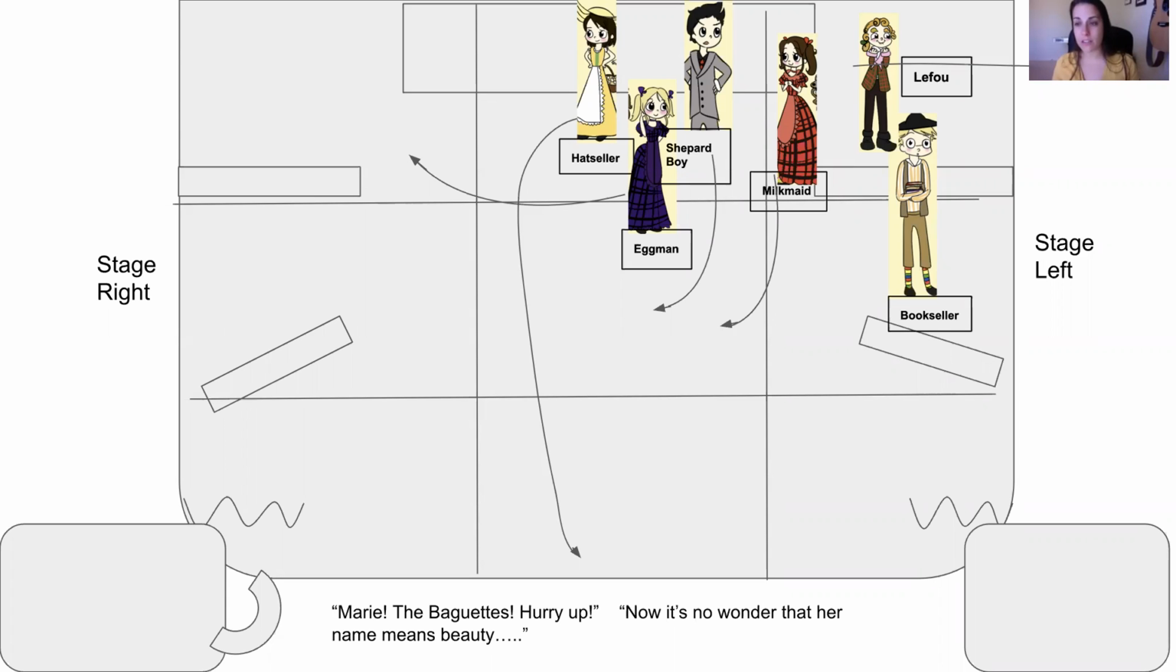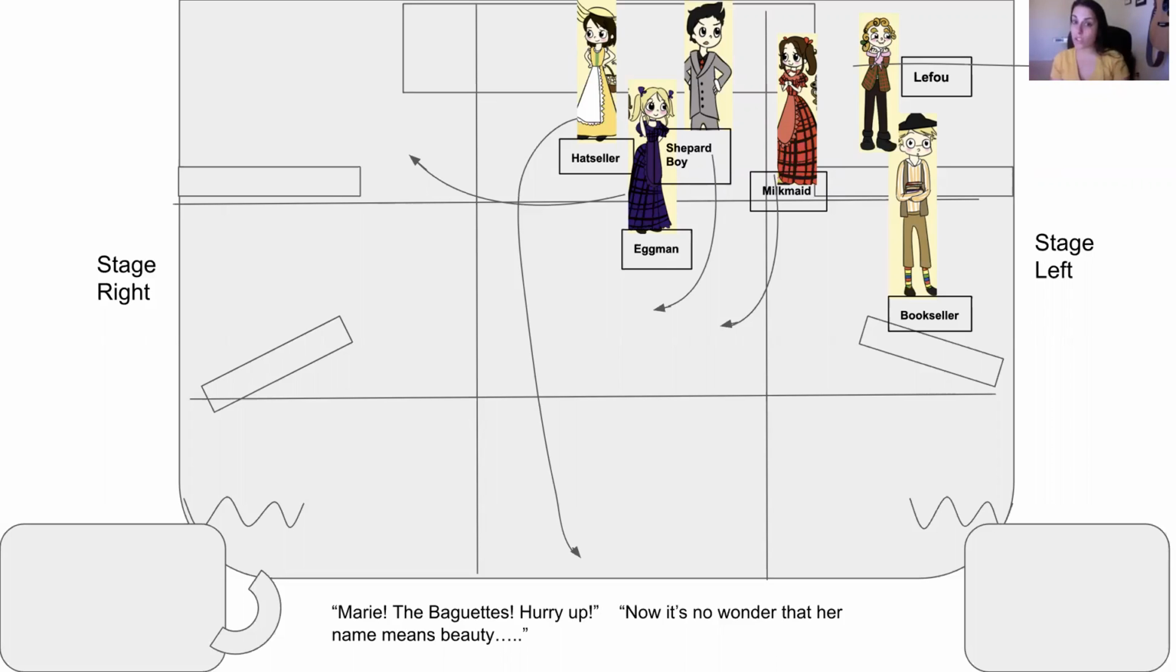LeFou exits. At some point through that line, you are welcome to exit. Milkmaid and Shepherd Boy are going to go to the center, and Eggman is going to go hang out in zone 7. We are going to cross having a nice time. So you are wandering through a village, okay? You are not walking, oh, I have to go to the bathroom really fast and I'm walking from point A to B. You are going to meander, okay?